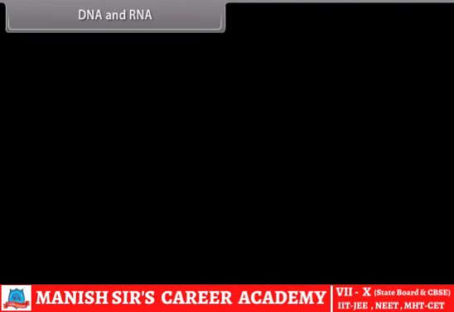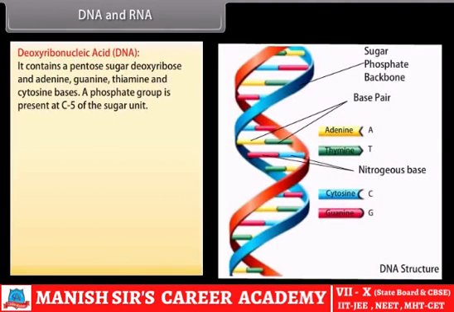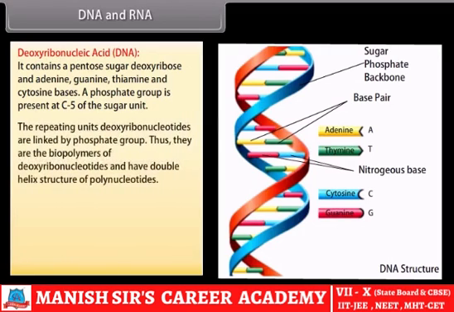DNA and RNA. Deoxyribonucleic acid contains a pentose sugar deoxyribose and adenine, guanine, thymine, and cytosine bases. A phosphate group is present at C5 of the sugar unit. The repeating units of deoxyribonucleotides are linked by phosphate group. Thus, they are the biopolymers of deoxyribonucleotides and have double helix structure of polynucleotides.